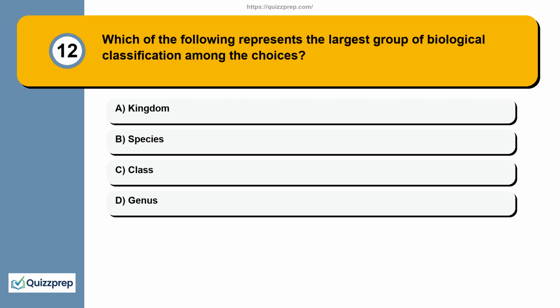Question 12. Which of the following represents the largest group of biological classification among the choices? Kingdom, species, class, genus.